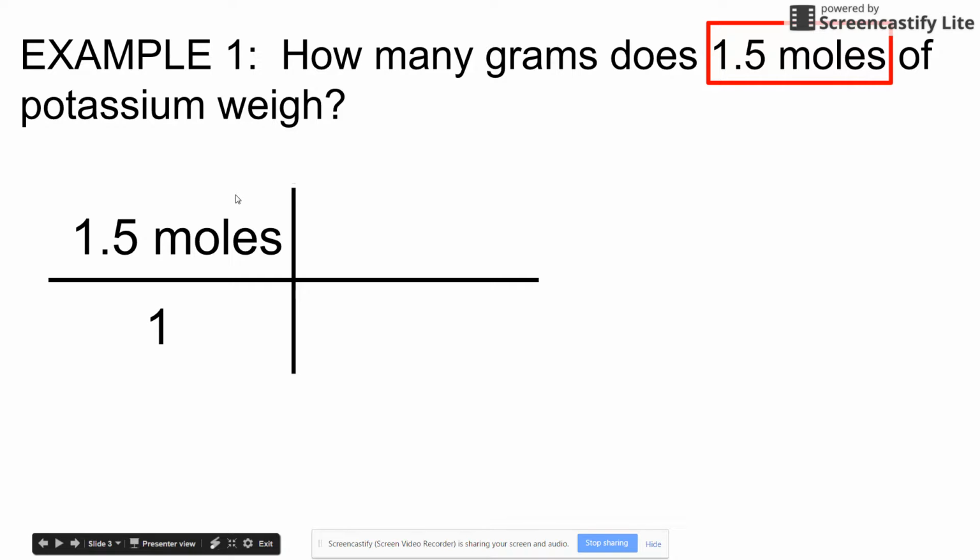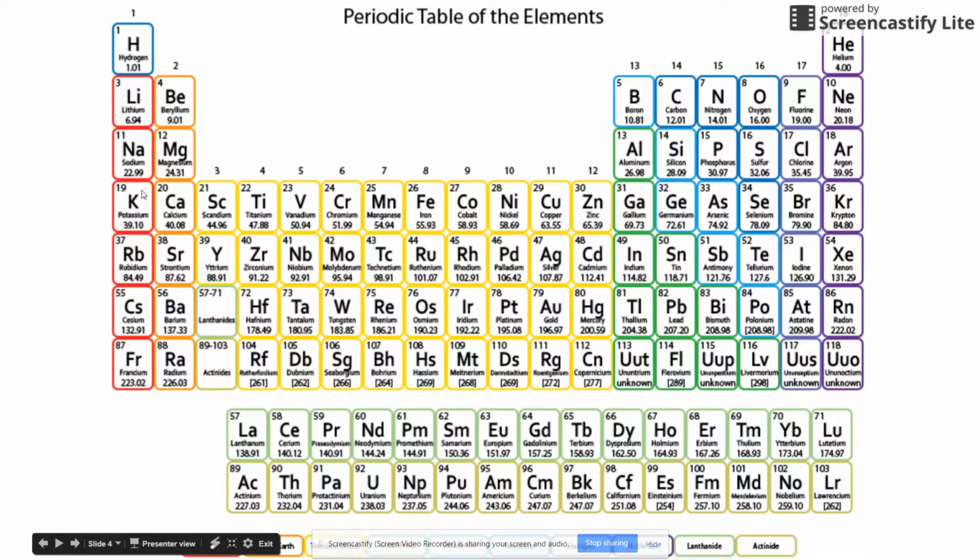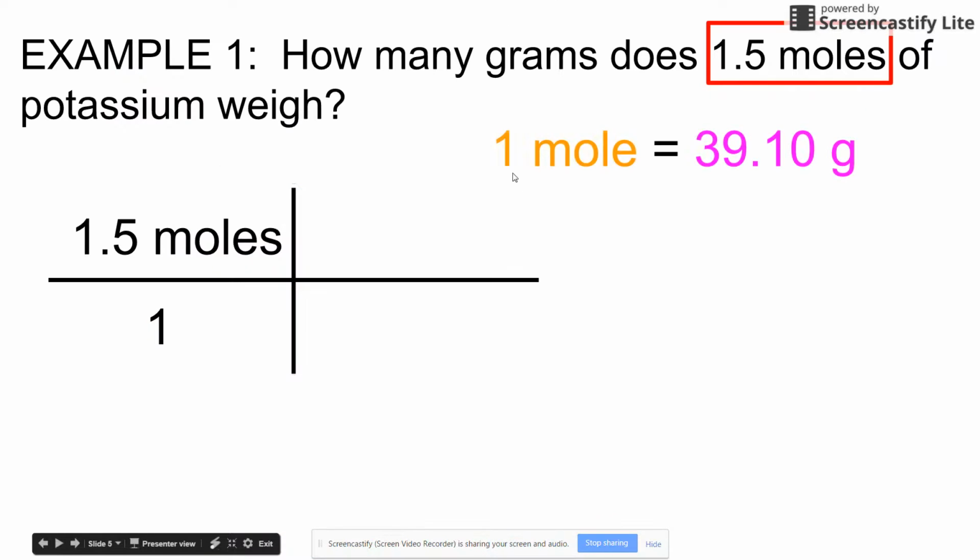Then you refer to your periodic table. The element is potassium, so you look for potassium. It's in group 1, right here. The average atomic mass is 39.10. What that means is 1 mole of potassium weighs 39.10 grams. So you can write it out: 1 mole equals 39.10 grams.